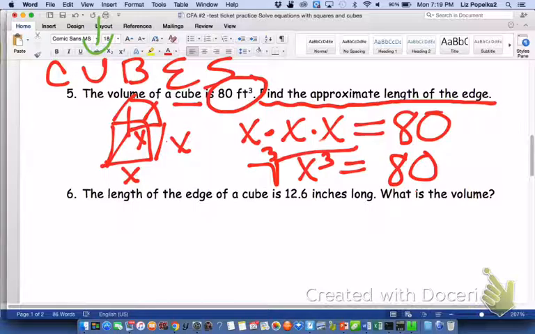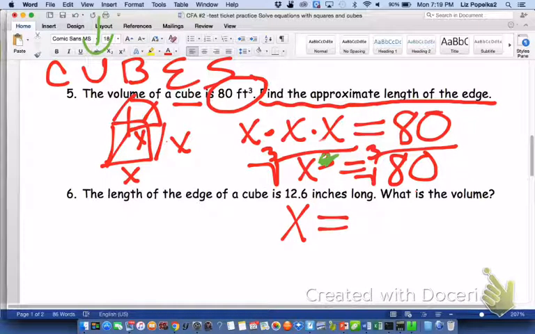So if I cube root x to the third power, it's basically like I'm using the opposite to cancel out that third power. So I'm just left with an x. It's an equation, so if I cube root the left side of my equation, I'm going to have to cube root the right side of my equation.